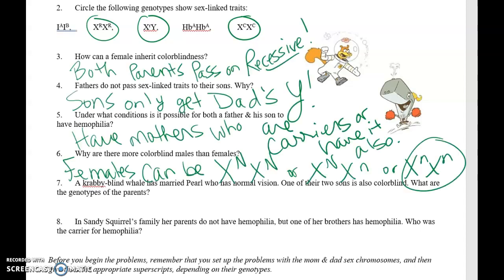That's all. I'm going to run out of time for this recording. I'm so sorry. How can a female inherit color blindness? Both of her parents have to pass on the recessive genes. Mom doesn't have to be colorblind, but she could be. But she, as a mother, has to have at least one bad X that she passes on to her daughter. Fathers don't pass on sex-linked traits to their sons. Why not? Because the dad passes the Y to make the boy the son.